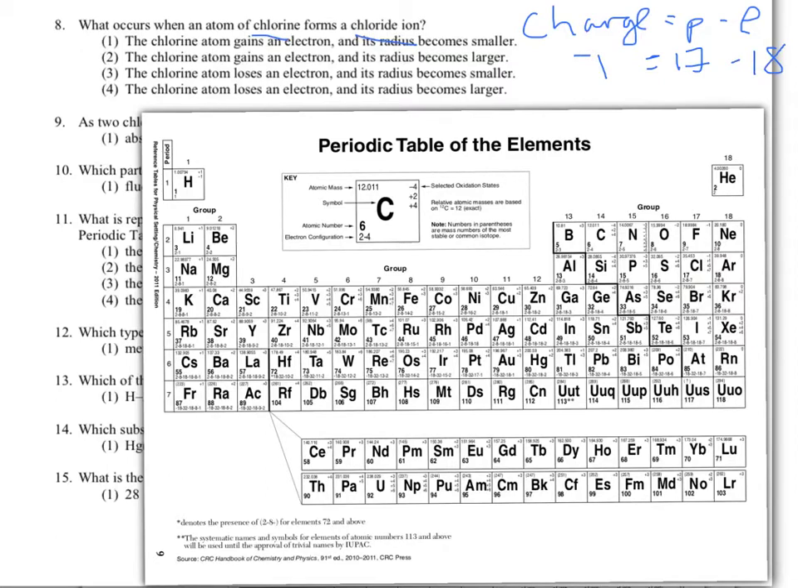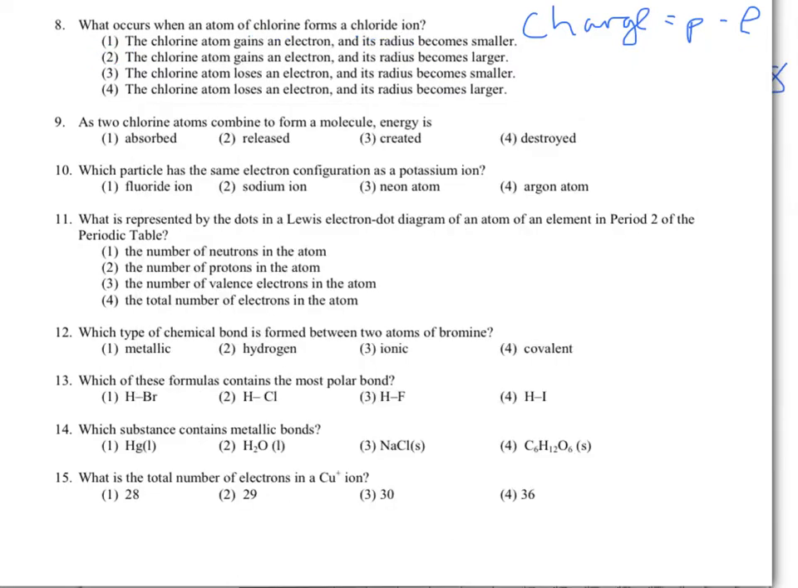So if the atom has 17 electrons and the ion has 18 electrons, chlorine gains an electron. Now, whenever you gain anything, you always become larger. Think about gaining weight. The next question refers to chlorine forming a molecule. When chlorine forms a molecule, it forms a bond. We always know that atoms form bonds because together they can release energy.